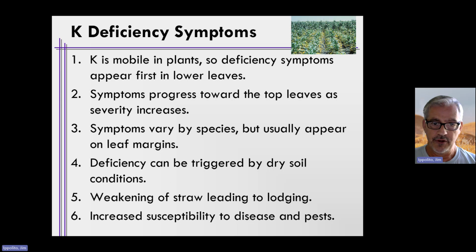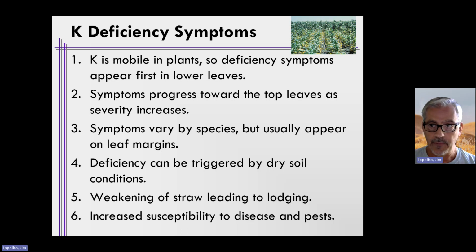The potassium deficiency symptoms can progress toward the top leaves as potassium deficiency becomes more severe. The symptoms tend to vary by species, but they usually appear on leaf margins in older leaves. And this is different than nitrogen, right? If you remember, nitrogen deficiency in older leaves, at least in grass species, shows up first as sort of V-shaped chlorosis along the midrib of the leaf. And in crops like soybean, the older leaves look completely washed out.